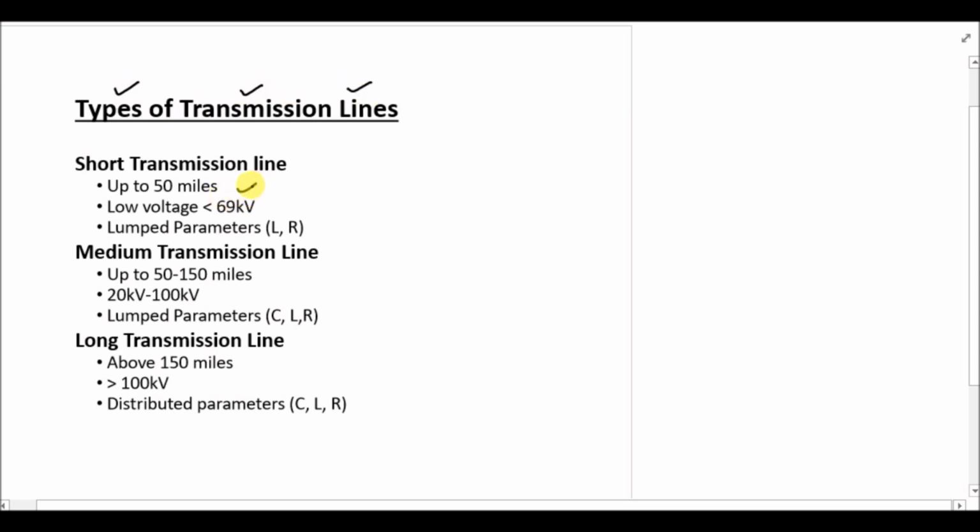In today's lecture we are going to study the types of transmission line based on the voltage level at which they are transmitting the power, as well as based on the length of the line.